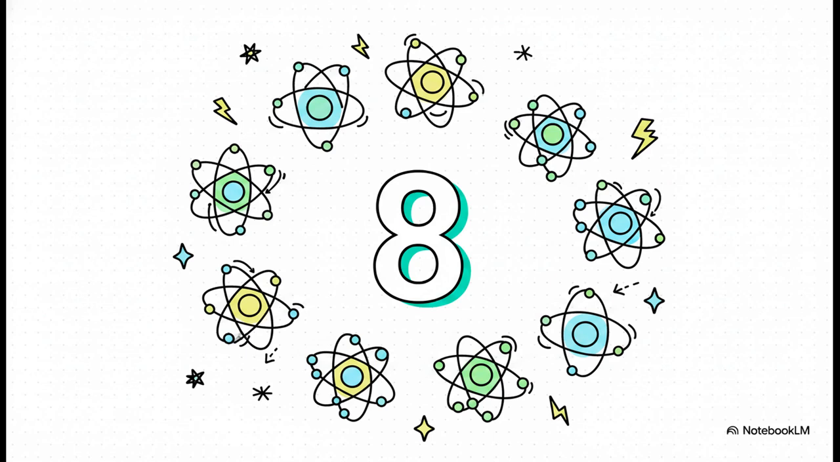This represents the octet rule. The absolutely crucial point here is that atoms are highly motivated to gain, lose, or share electrons until they have exactly 8 of them sitting in their outermost shell, the valence shell. Getting to that magic number 8, that is the ultimate threshold for lowering their energy and reaching total stability.